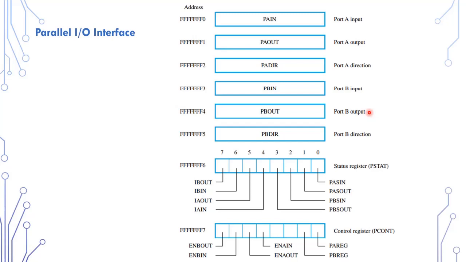In this case, the input is read directly from the pins. Control register bits such as PA register and PB register are used to select the mode of operation of the input ports A and B respectively. If set to 1, a register is used to store the input data. Otherwise, a direct path from the pins is used, as indicated in the previously mentioned figure only.